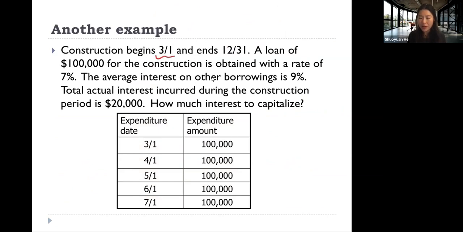Construction begins on March 1st and ends on December 31st. A loan of 100,000 for the construction is obtained with a rate of 7%. The average interest on other borrowing is 9%. Total actual interest incurred during the construction period is 20,000. How much interest to capitalize? Please first take 5 minutes, work on it on your own, and you can pause your video for now.